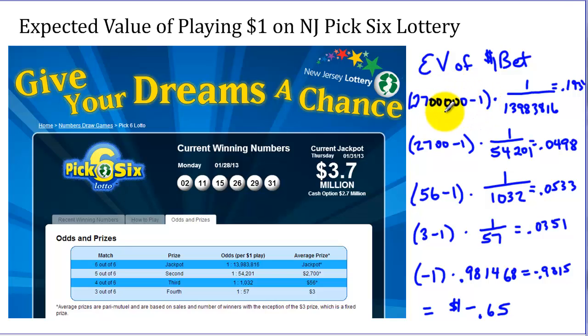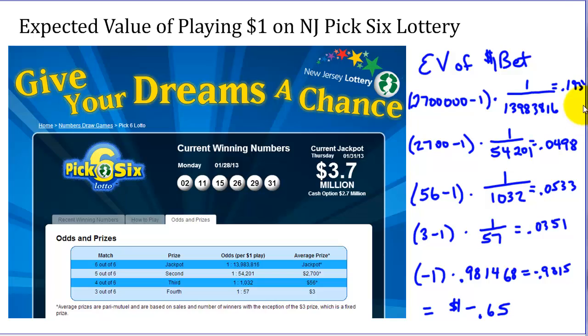$2,699,999 would be the value of winning the pick six, all six, and this is the probability. So if we multiply those, we get the expected value contribution for that win. It came out to be about 19.3 cents. This is matching 5. That comes out to be about 5 cents. Matching 4 was about 5 cents. Matching 3 was a little bit more than 3 cents. And again, the rest of the time we're losing 98 cents.